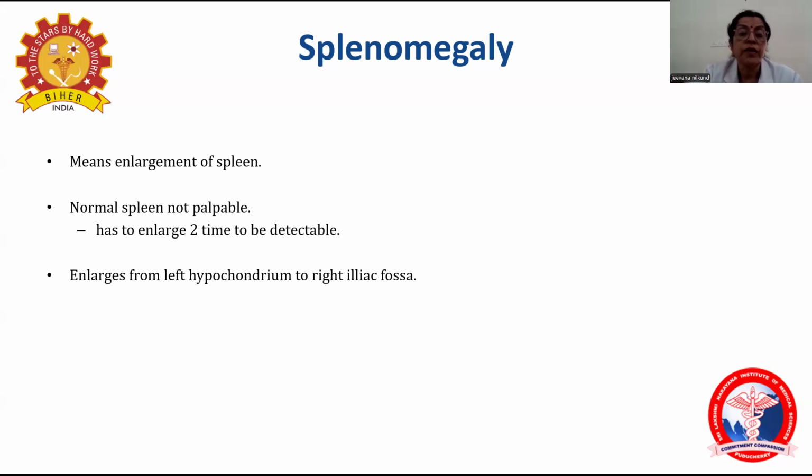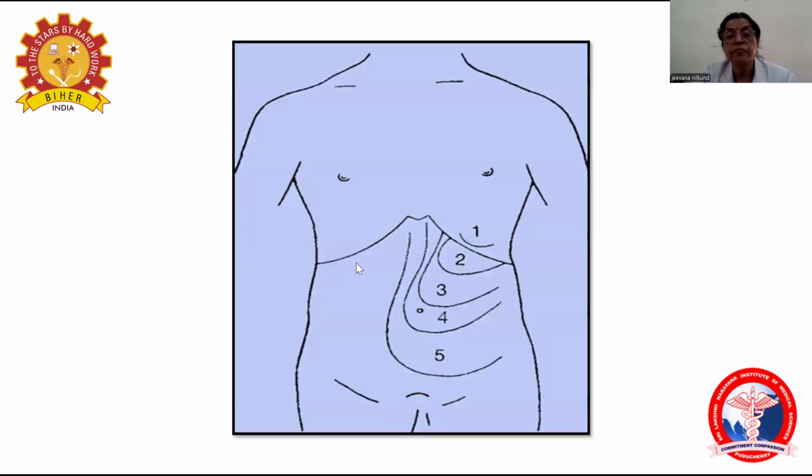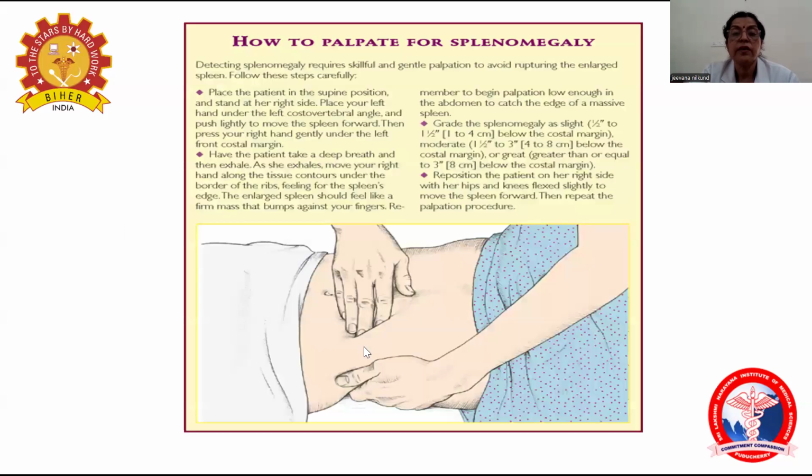So to become palpable, it has to be enlarged twice the size, and it enlarges from the left hypochondrium towards the umbilicus and into the right iliac fossa.